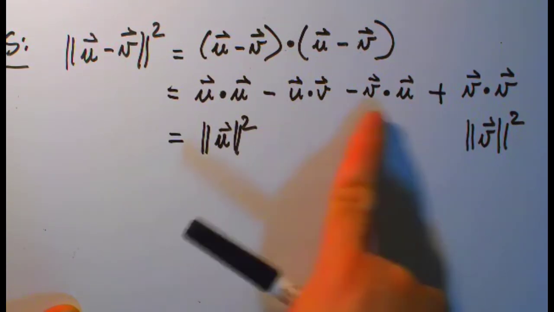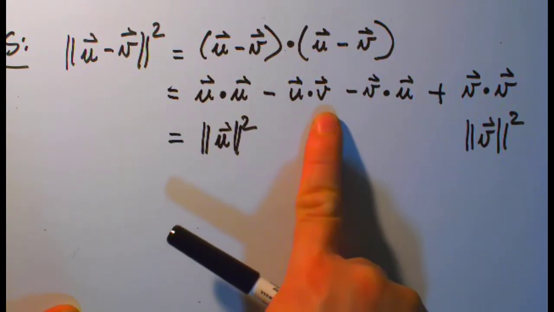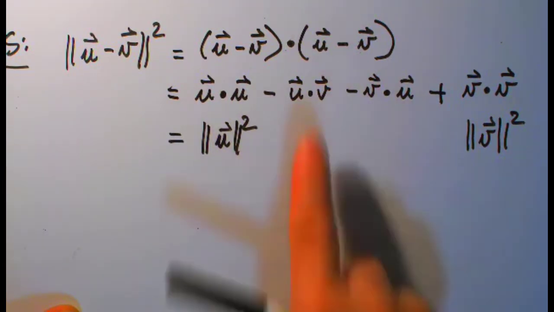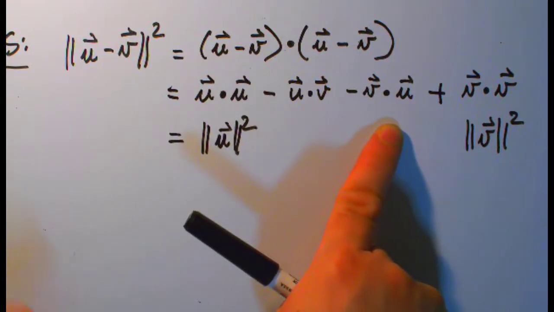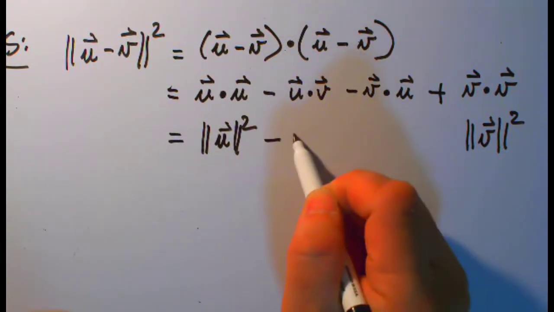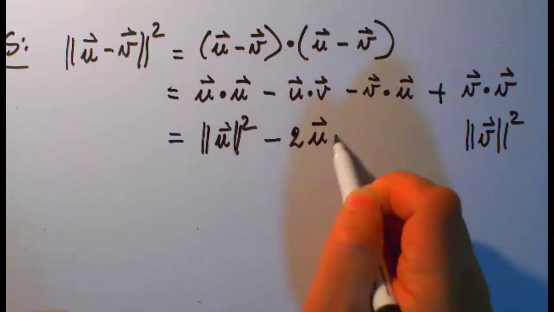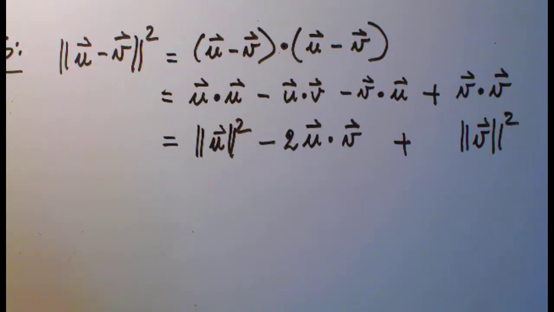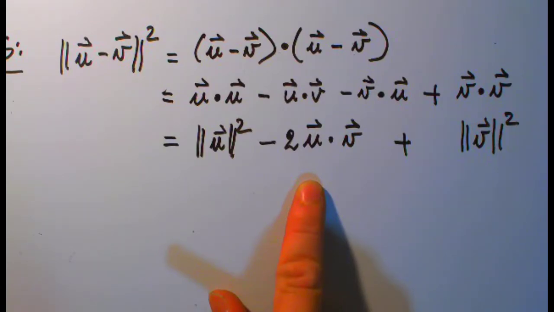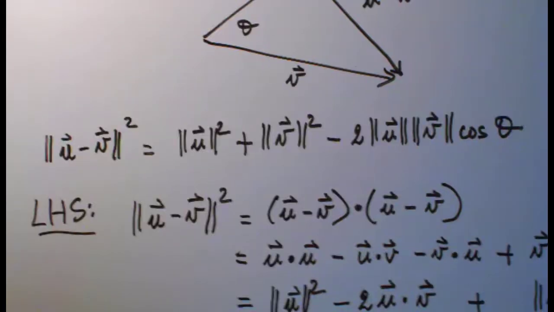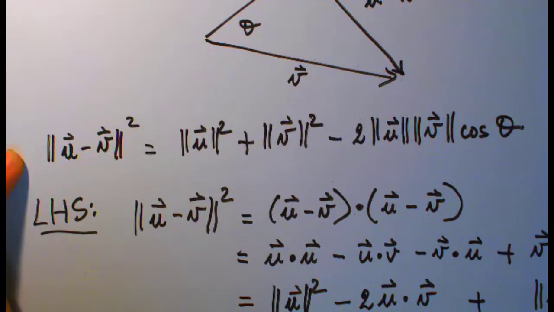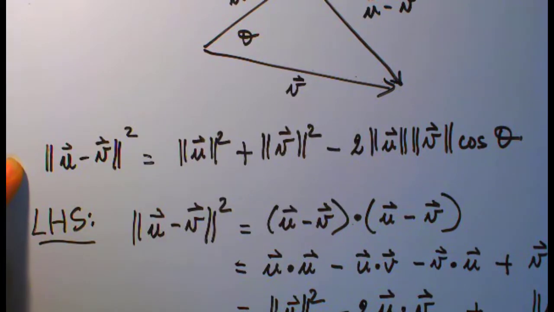Now we've learned through the special properties of dot products that u dot v is the same as v dot u. So these two terms turn out to be like terms, and we can bring them together as 2 u dot v, plus the length of v squared. So that's what we can do with the left-hand side of the equality we brought up earlier. And like I remind everybody, this equality came out of trigonometry.